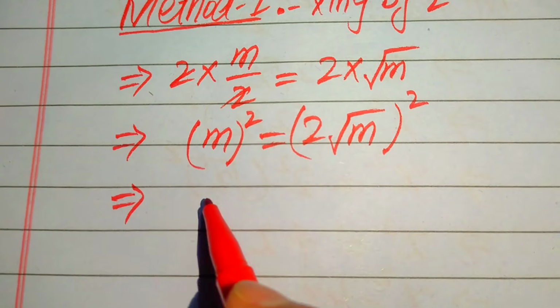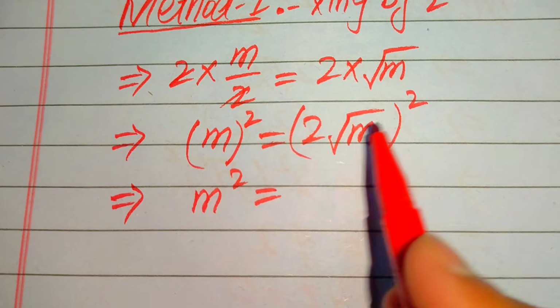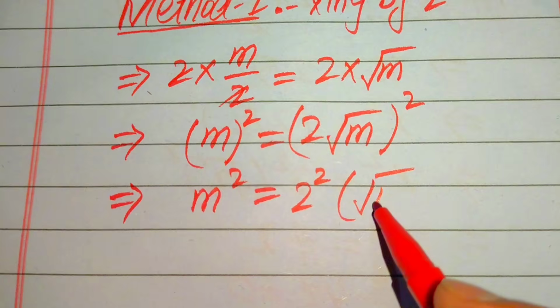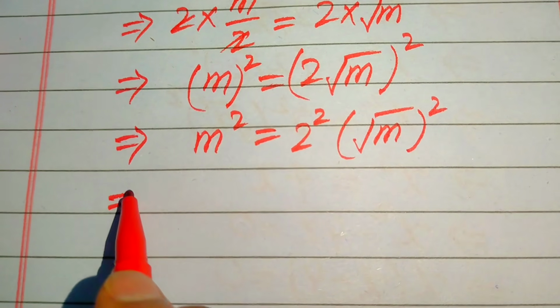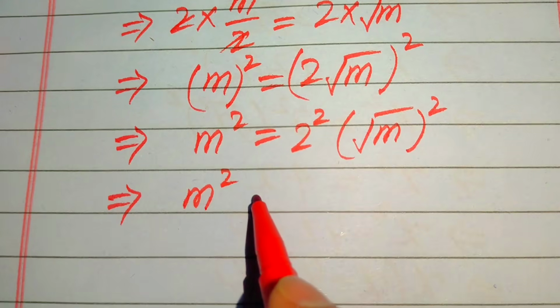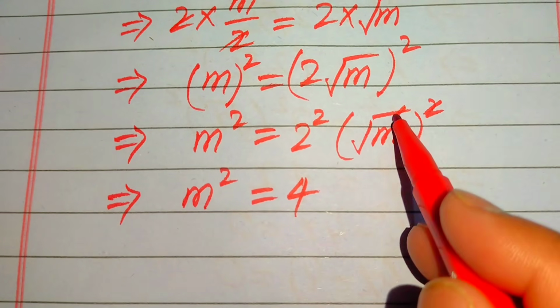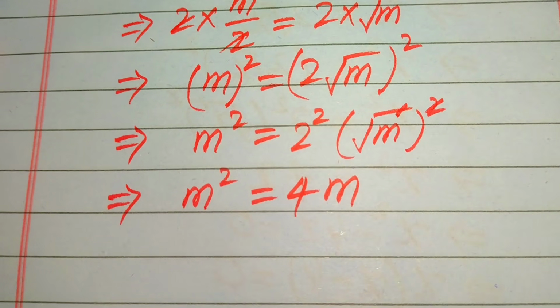So on the left hand side we get m square is equal to, here we apply the square separately on both of these two values, and we get 2 square into the square root of m whole square. And now in the next step we have m square is equal to 2 square, which becomes 4. This square and this square root are gone, and we get m only.